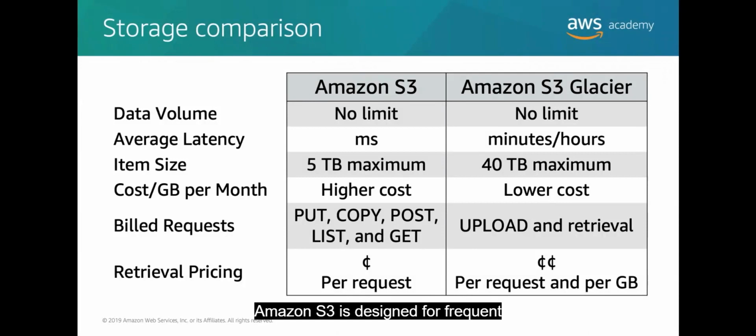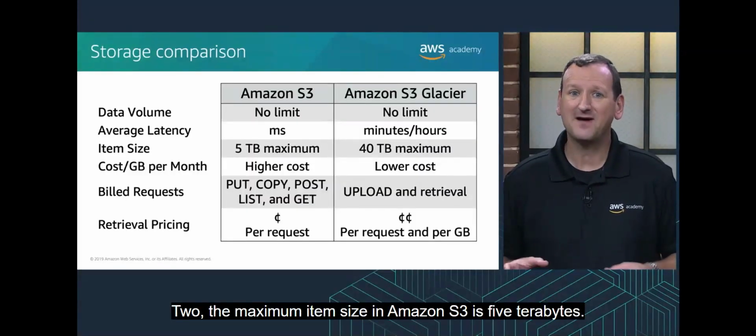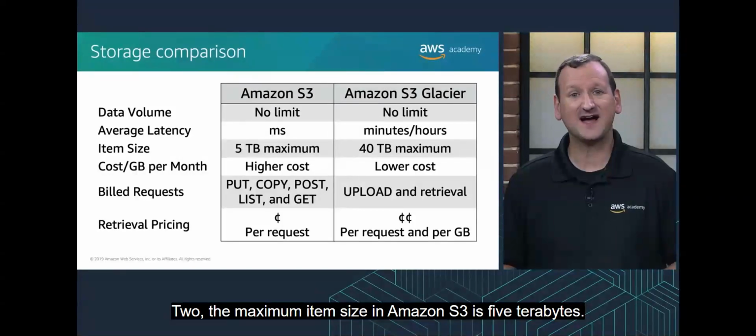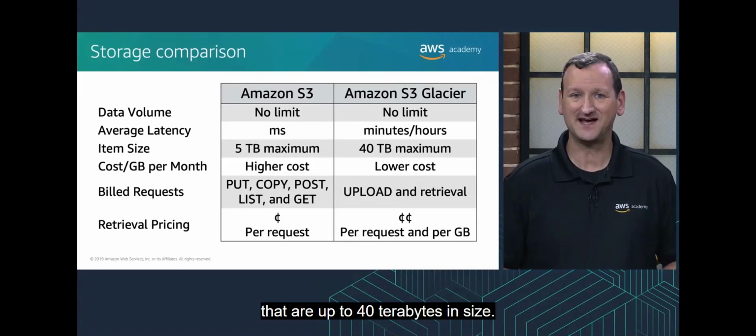Amazon S3 is designed for frequent, low-latency access to your data. But Amazon S3 Glacier is designed for low-cost, long-term storage of infrequently accessed data. Because you get faster access with S3, the storage cost per gigabyte is higher than it is with Glacier. 2. The maximum item size in Amazon S3 is 5 terabytes. But Amazon S3 Glacier can store items that are up to 40 terabytes in size.